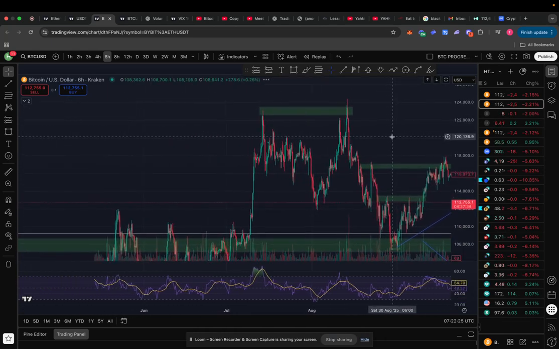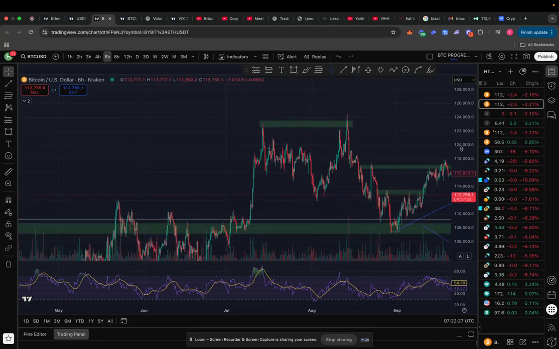Even look at this setup right here. This was another one at 123,000. Look at these psychological levels. You see these numbers are what? Round, whole numbers. Those are always key levels to be looking for longs or looking for shorts. But we saw the same thing. We came back into supply, right? With the what? Another divergence.